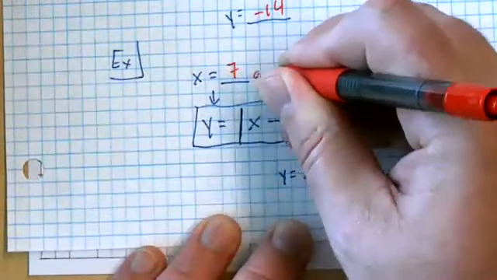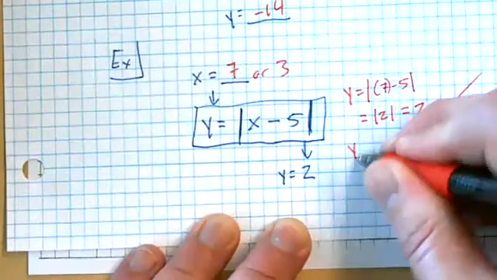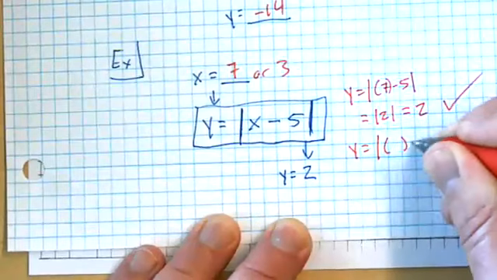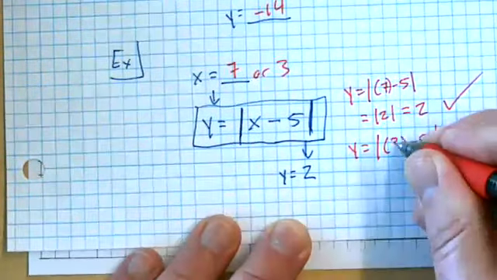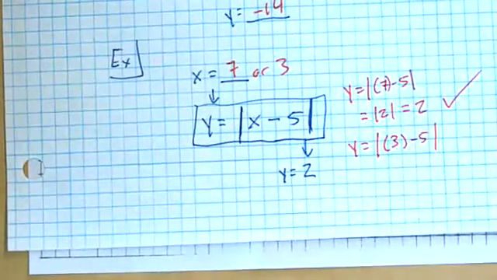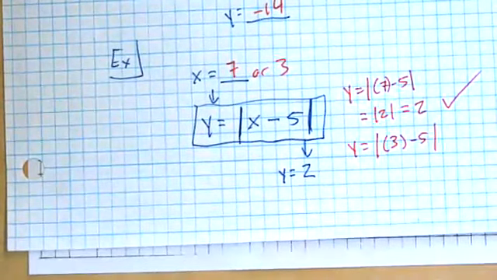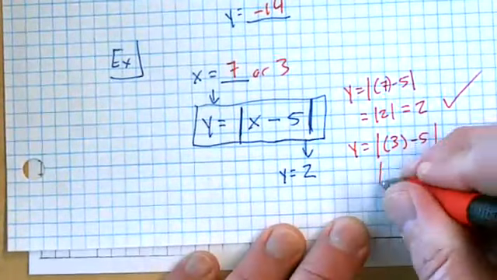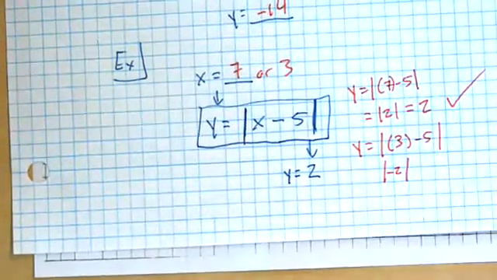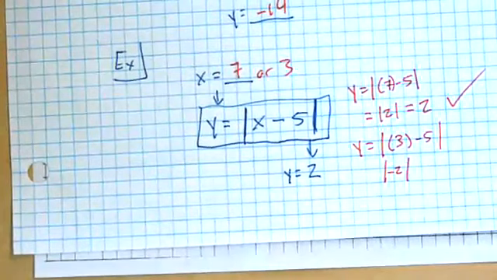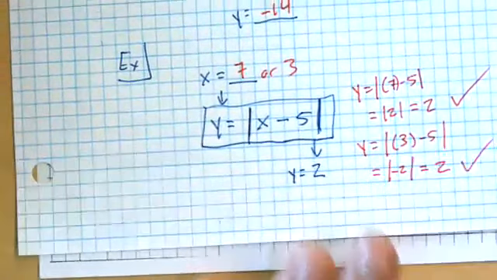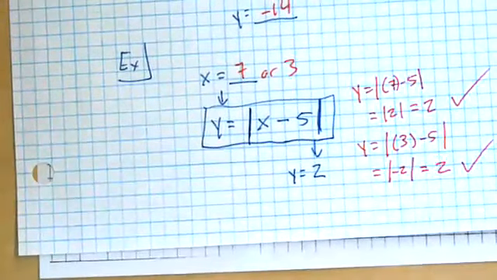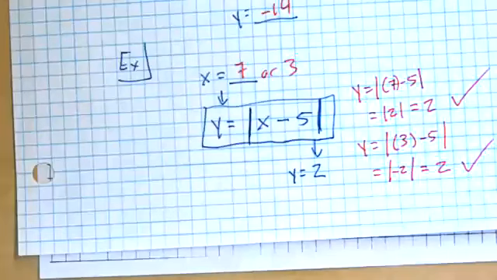Let's try 3. Y equals the absolute value of X minus 5. We're going to try putting 3 in here. Help me out. What is 3 minus 5? -2. That goes in our absolute value, though. And when we take the absolute value of -2, we're going to get 2. So if you're able to come up with one of those answers, 7 or 3, I am super impressed. If you came up with both of them, that is awesome.